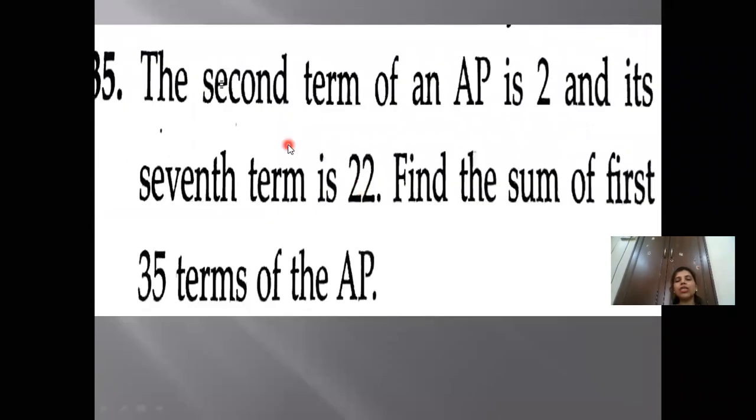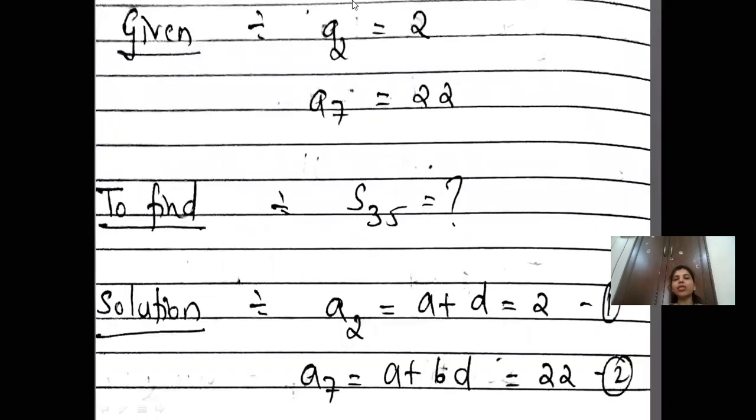After that, we go to the next question. The next question, it says that the second term of an AP is 2 and its seventh term is 22. Find the sum of 35 terms of the AP. So A2 is given to you, A7 is given to you, and you have to find S35.